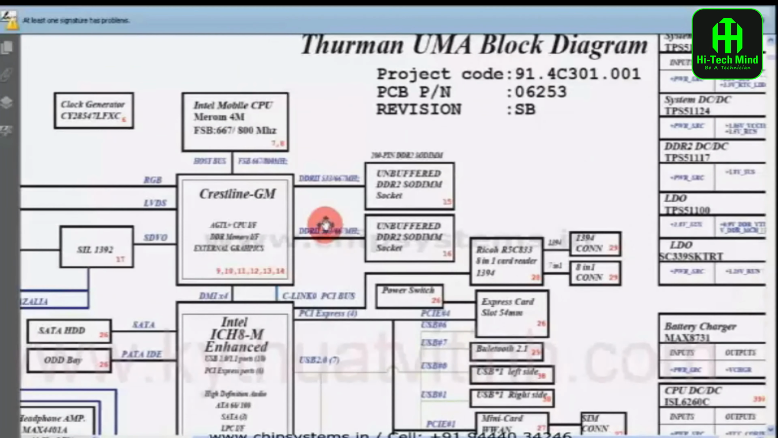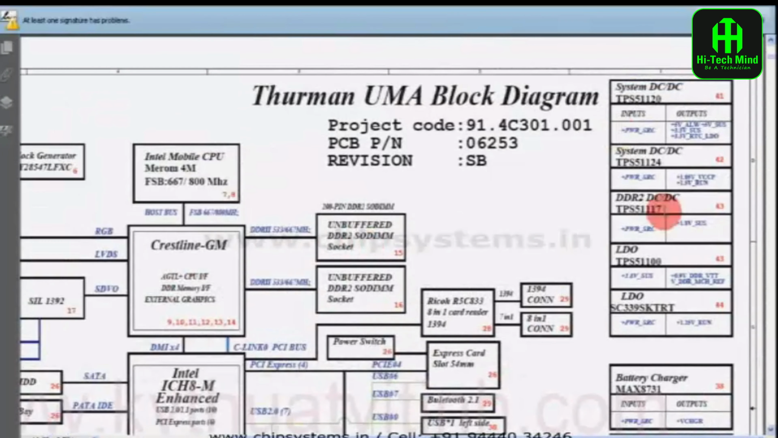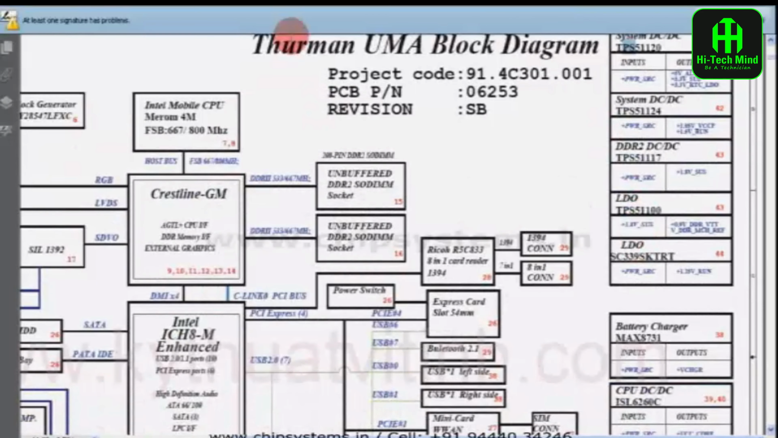The side we are seeing is a power supply section. It is otherwise called the voltage regulator system, DC-DC, that means direct current. TPS is a brand name of chip. We will see it in the next class.